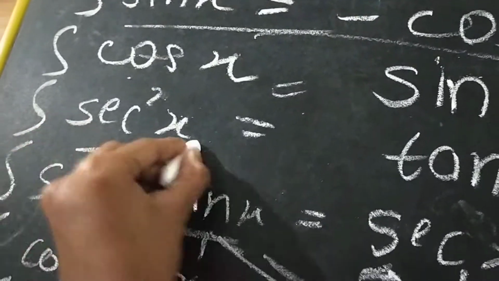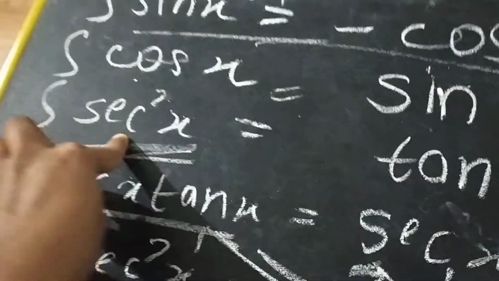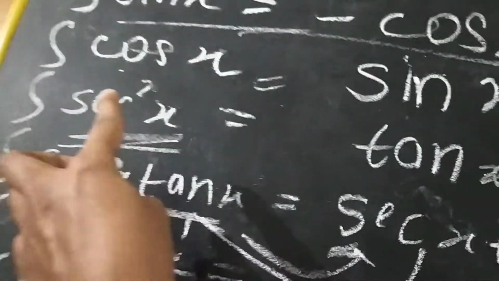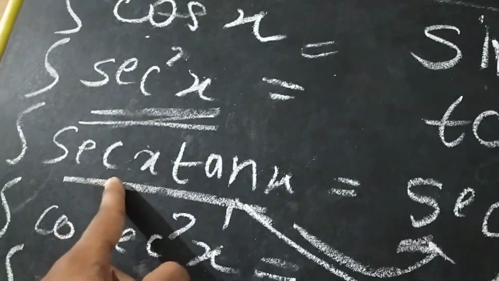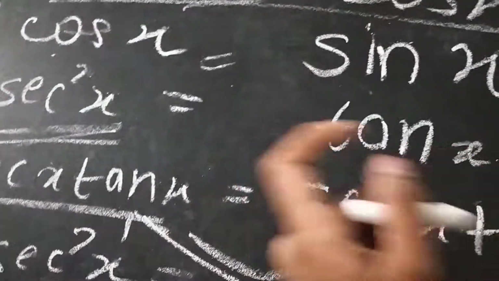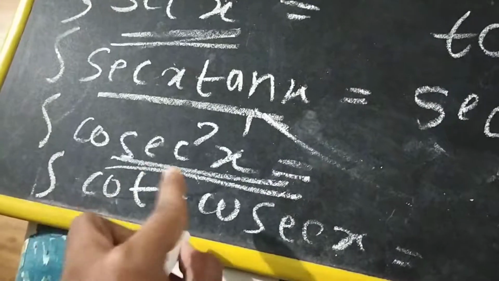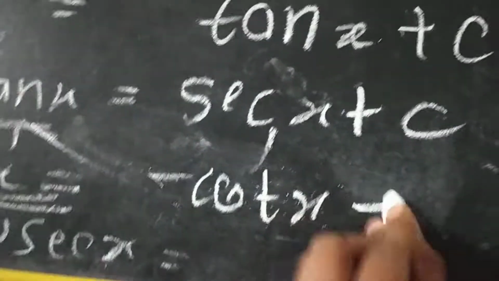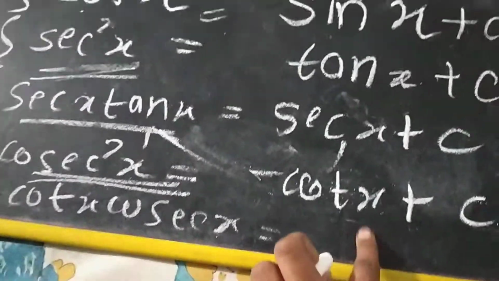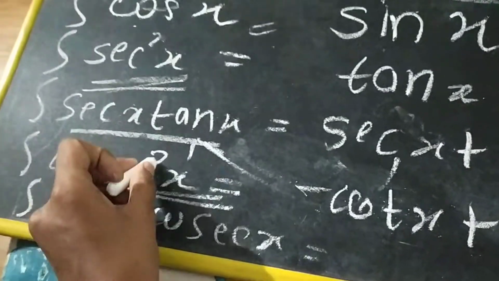So here I will be asking you, what gives the derivative of sec square x? Derivative of tan x is equal to sec square x. What gives the derivative of sec x tan x? Sec x, right? So what gives the derivative of cosec square x? It is minus cot x. So minus cot x plus c is the integration of cosec square x.